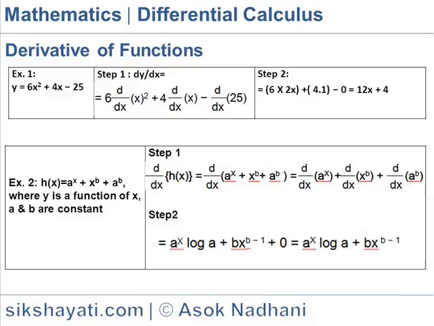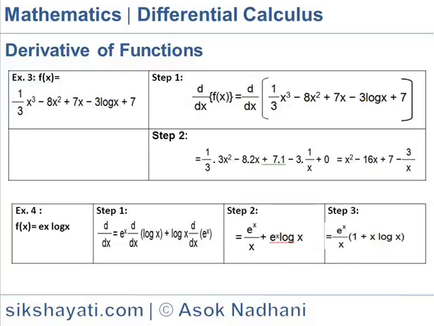So we get in step 2, d/dx of a to the power x is equal to a to the power x log a, plus d/dx of x to the power b is equal to b into x to the power b minus 1, plus d/dx of a to the power b is equal to 0 because both a and b are constant. So we get a to the power x log a plus b into x to the power b minus 1.